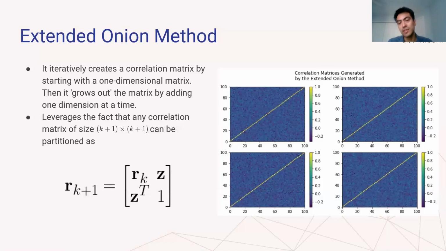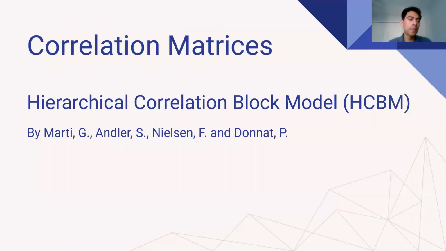And on the right, you will see the result of creating some correlation matrices using this extended onion method. And you will see it's a little bit similar to the vines method. Most likely you recognize it looks similar to some correlation matrices that you have generated. The next method for generating correlation matrices is the Hierarchical Correlation Block Model, or HCBM.